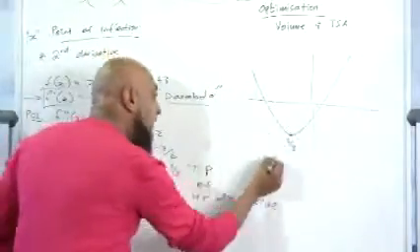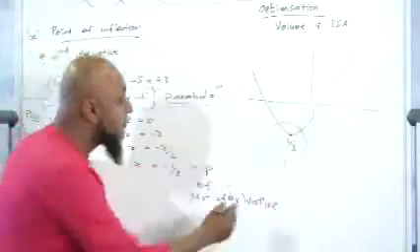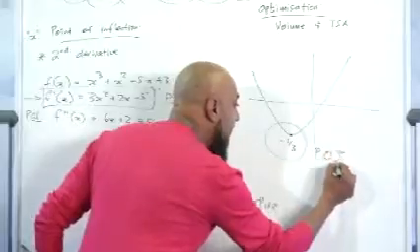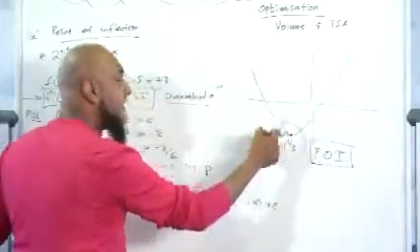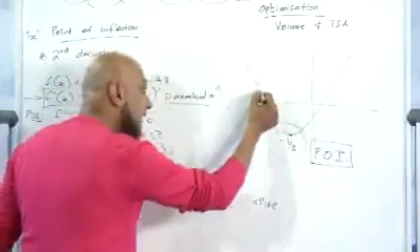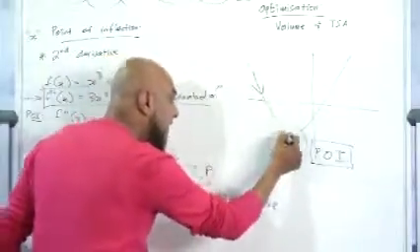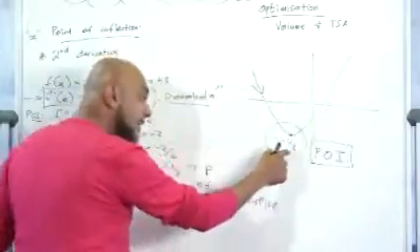Now that point there is your point of inflection. That is your point of inflection. It shows you exactly that the graph here is changing from decreasing to increasing. That is your point of inflection.